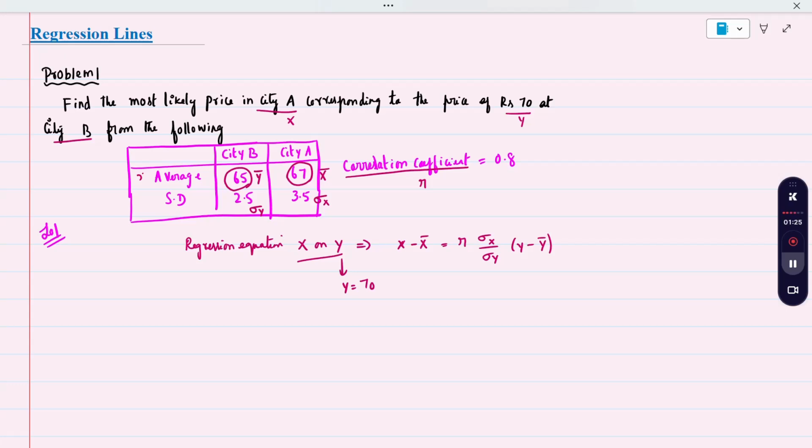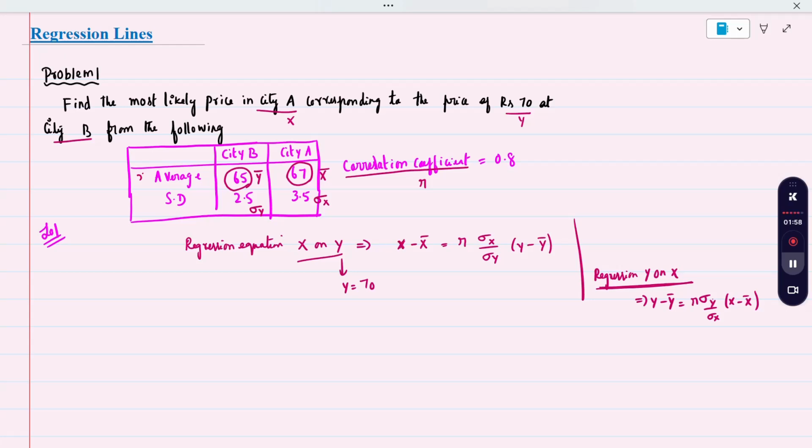If X is given in the data, then you have to use the Y on X equation. This equation is very simple, and I will write that equation also. If they change the question to Y on X, the formula is Y minus Y bar equals R into sigma Y divided by sigma X into X minus X bar. All these formulas are available in my first video of this corresponding unit. You should check that formula first, and then come to this video.